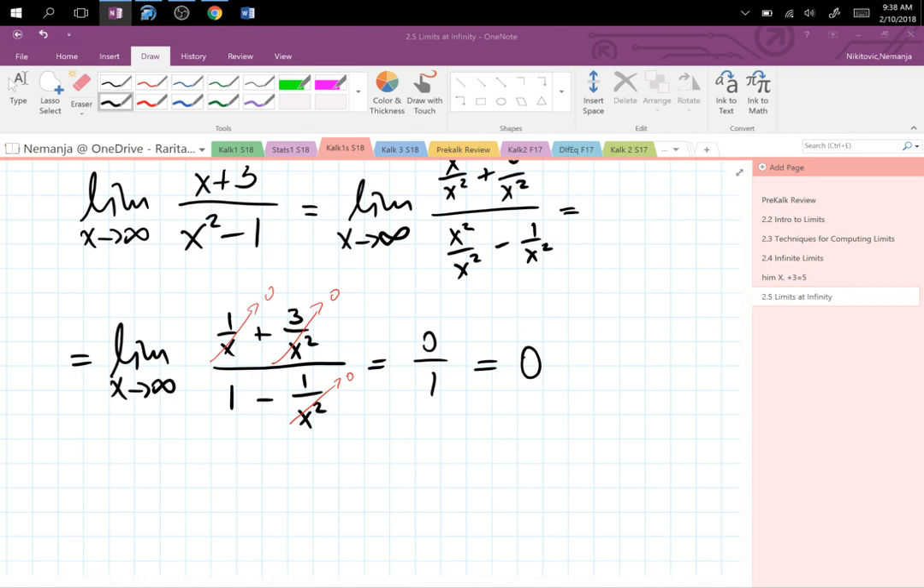Now this matches those words you learned in pre-calc 1. If the higher exponent is in the denominator, the horizontal asymptote is y equals 0. Ta-da! So there's no need to keep those in your head. If you do, well, great.